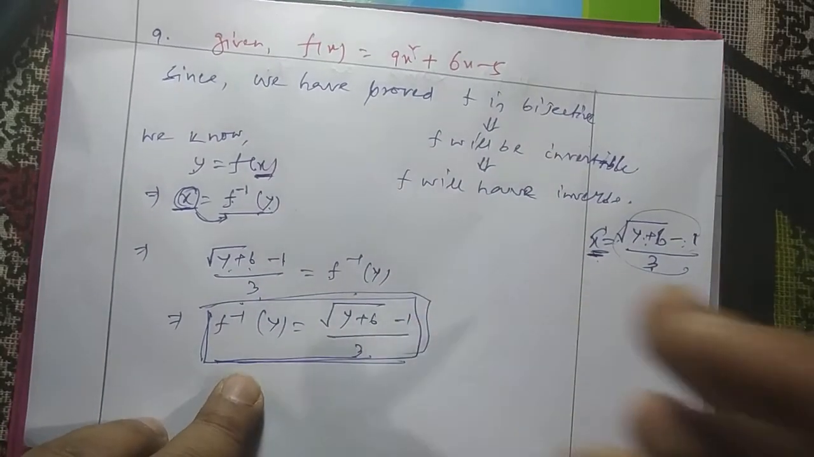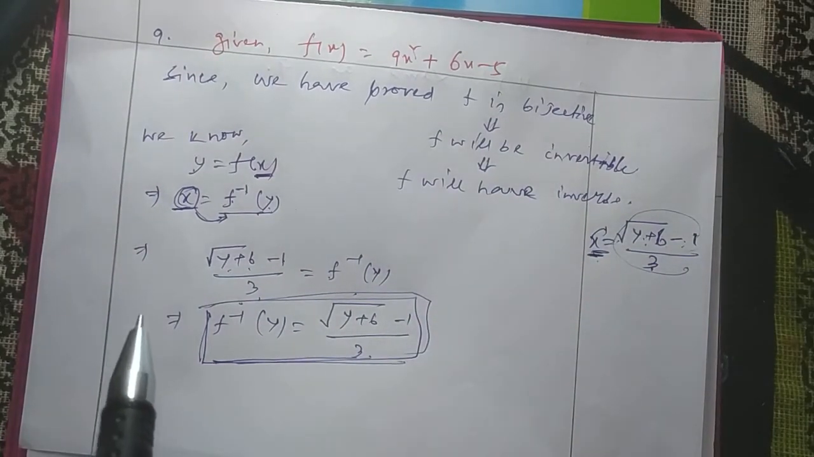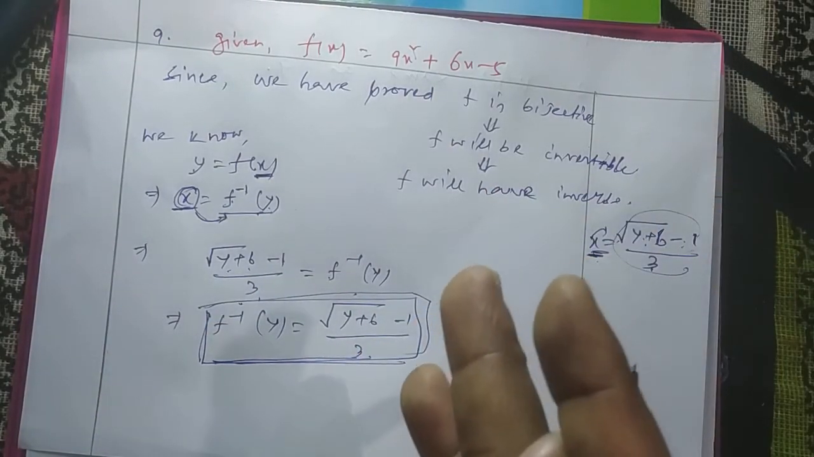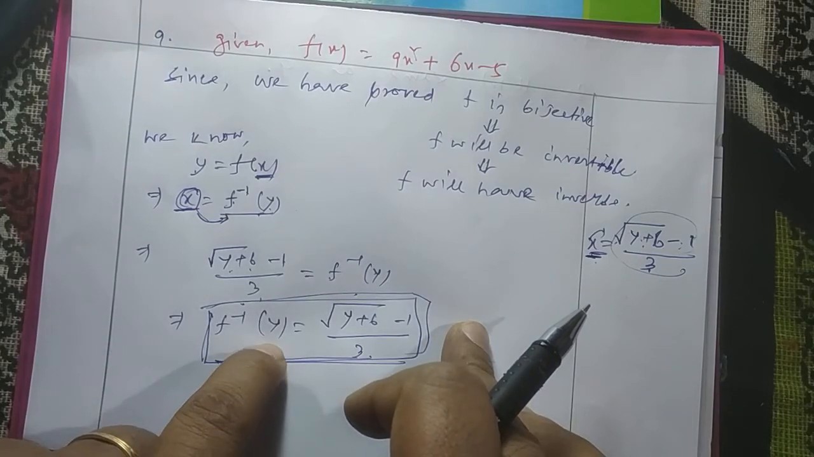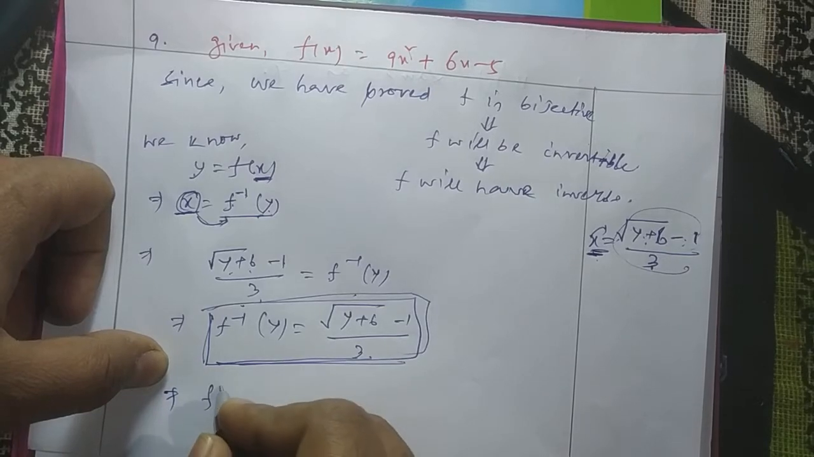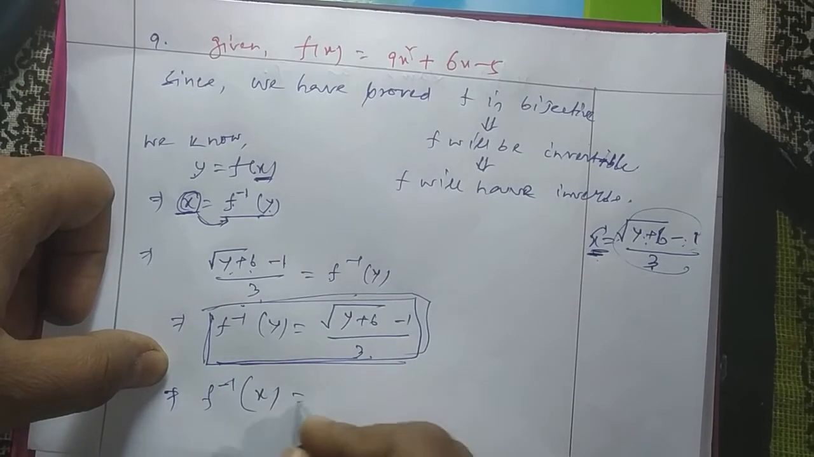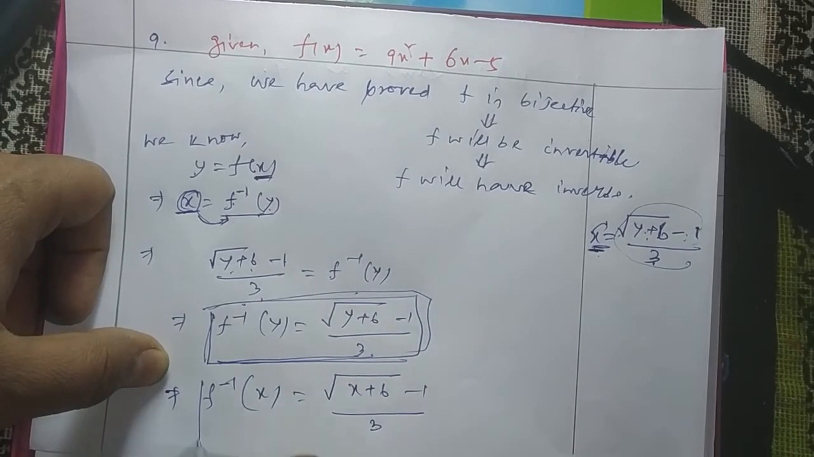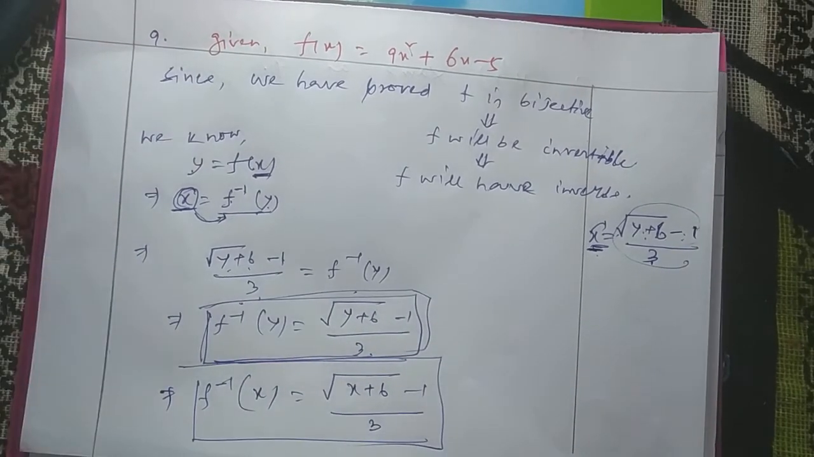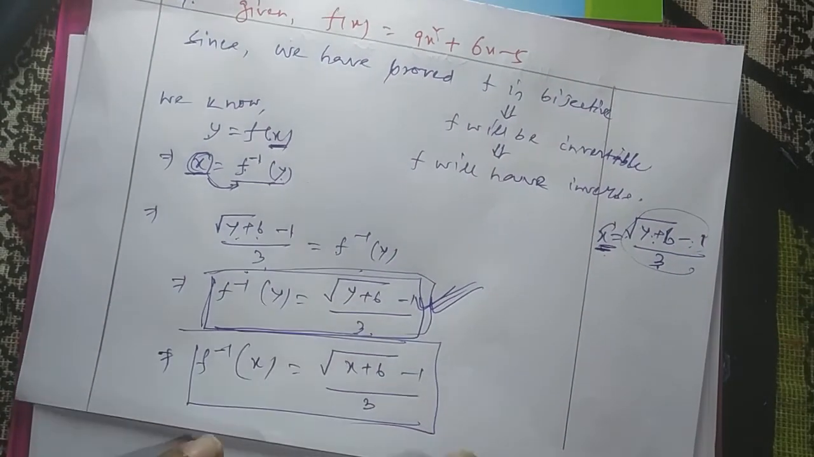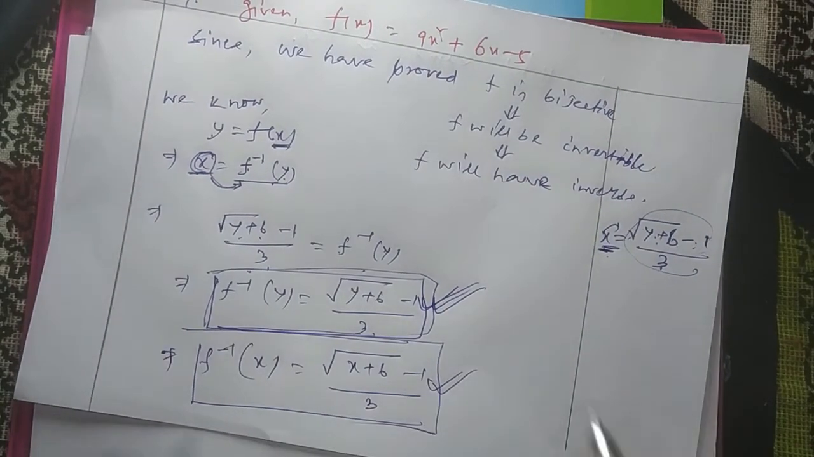But we are dealing with a function of x, so the inverse should also be in terms of x. Here we got it in terms of y. So just replacing y by x, it will be (root over x plus 6, minus 1) by 3. That is the required inverse of the original function. Here we have to prove it, but sometimes the examiner may want this type of proof. So don't be confused.